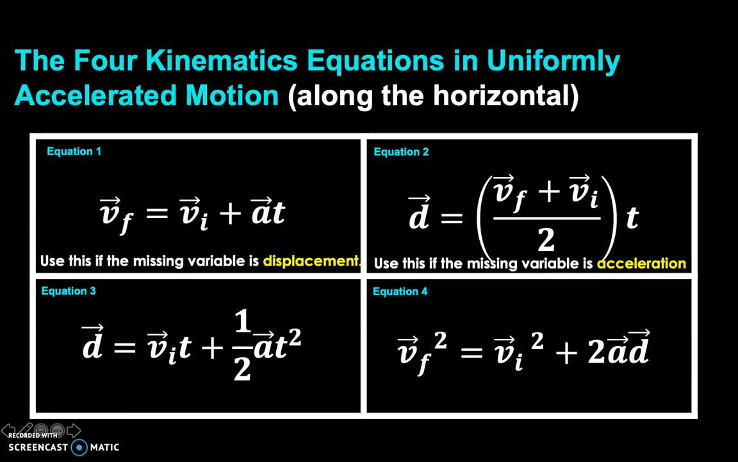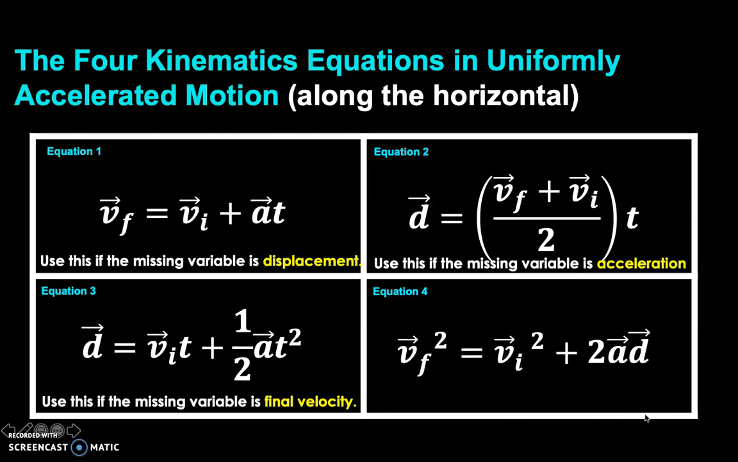When do we use equation 3? I'd like you to try it. Pause the video at this point and try thinking: when do I use equation 3? What is the missing variable for you to use equation 3? Okay, the correct answer is final velocity. If final velocity is the missing variable in a given problem, you will use this equation because it does not contain final velocity. It's as simple as that, okay?